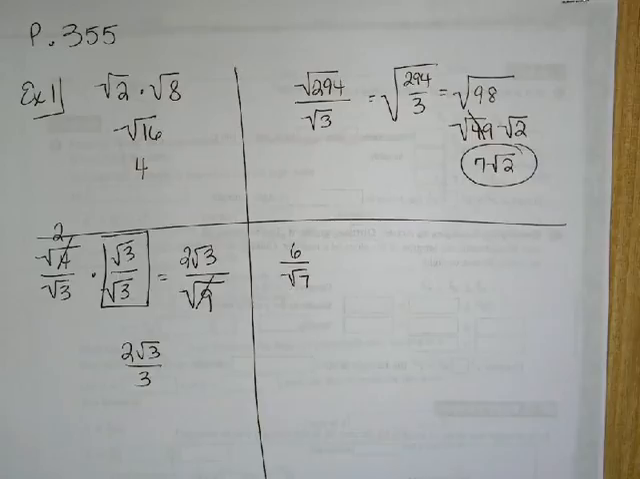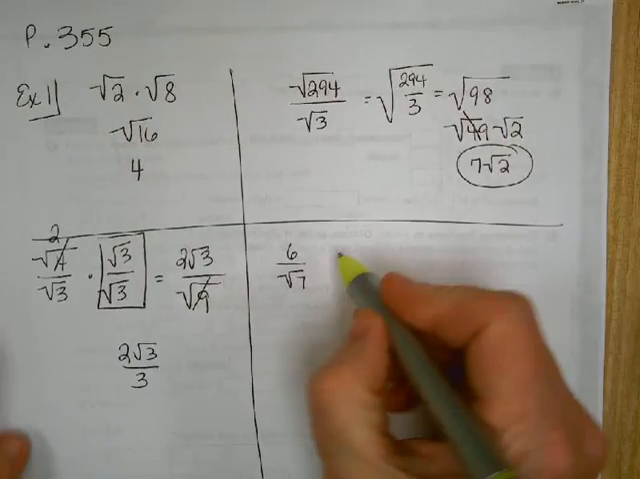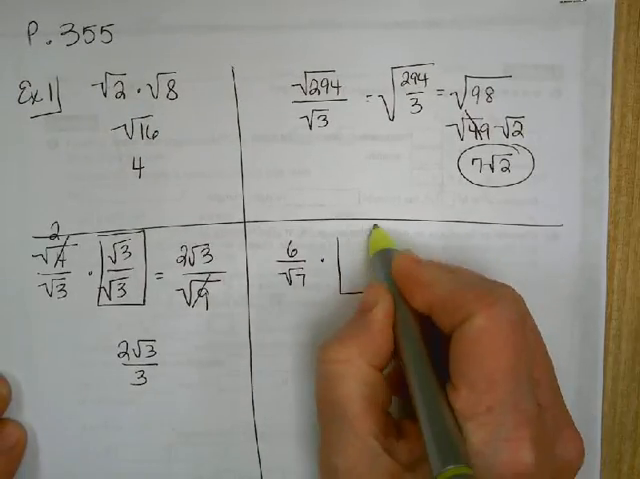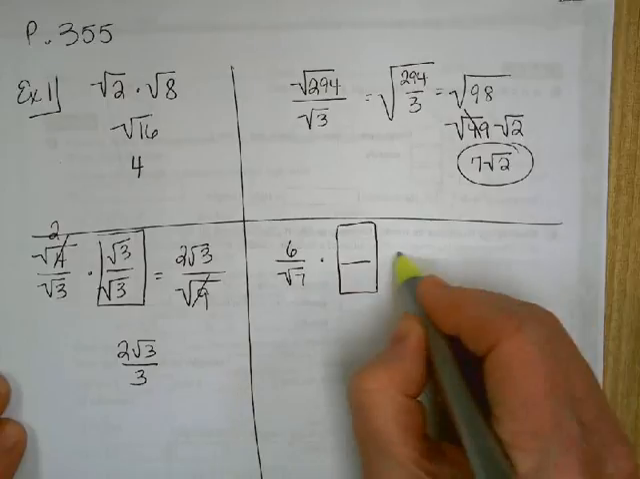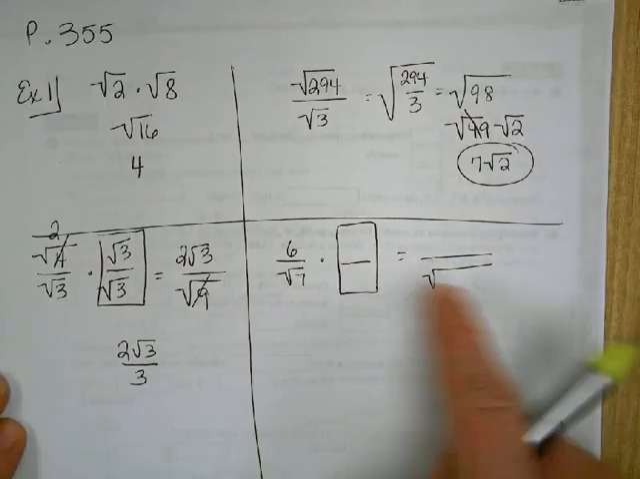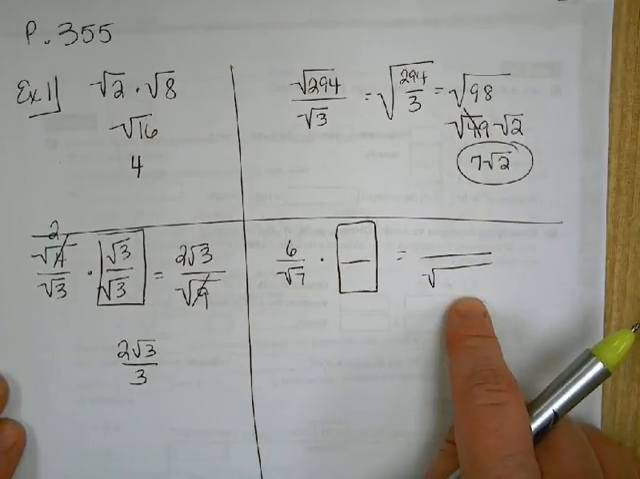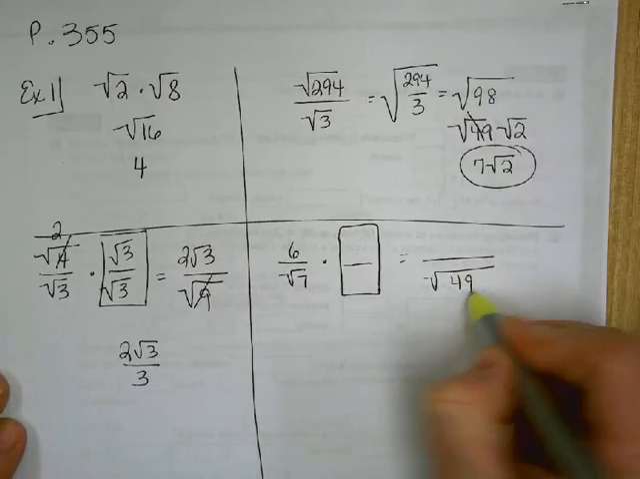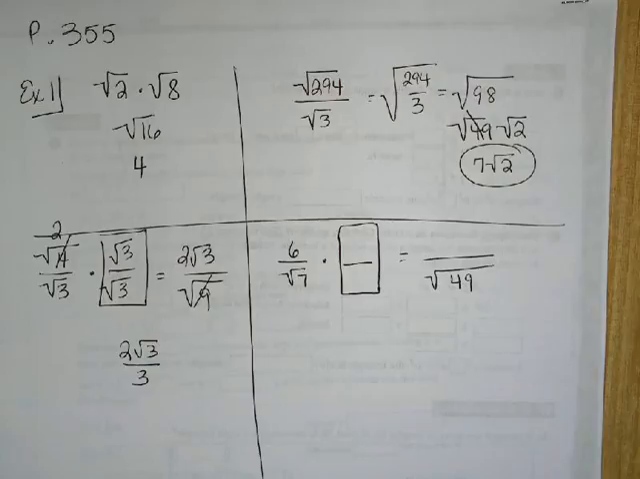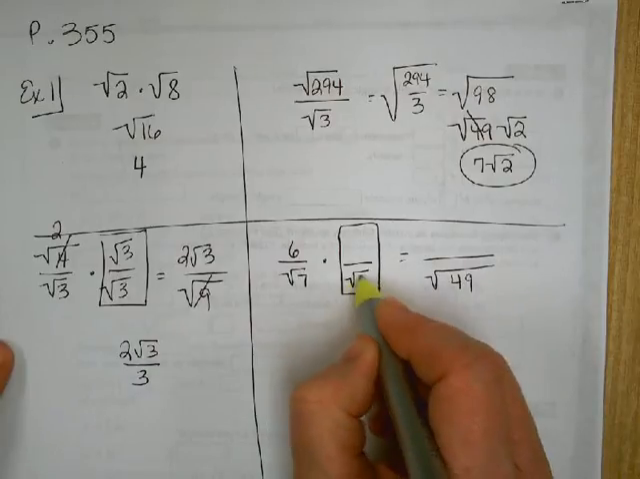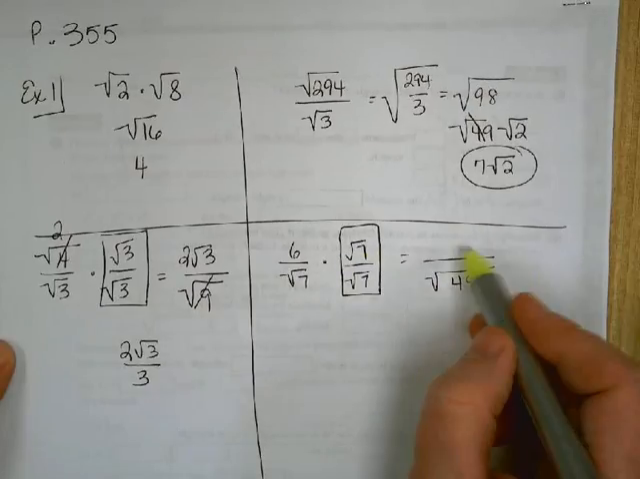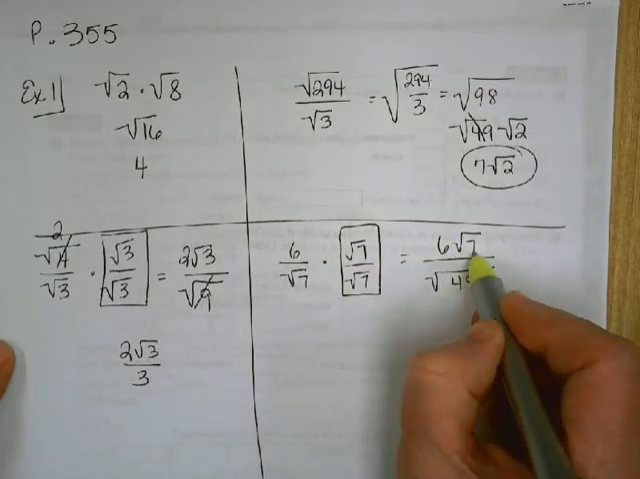I can't do anything with the square root of 7, but I can't leave it in the bottom of a fraction. So I've got to multiply by some version of 1 that will turn the square root of 7 into something I can take the square root of. You want to turn it into 49, okay? What do you have to multiply the square root of 7 by to turn it into 49? Okay. So in the top, I get 6 square roots of 7.